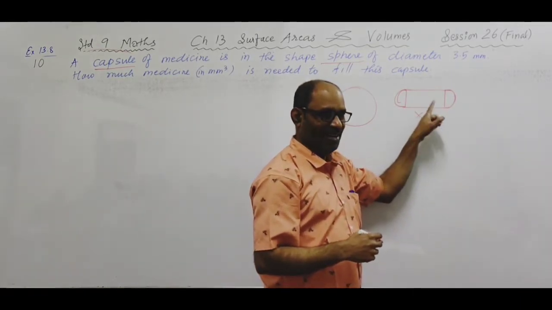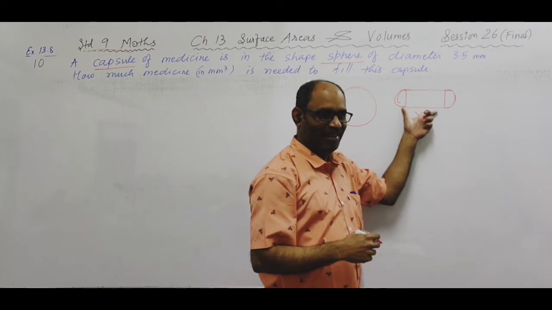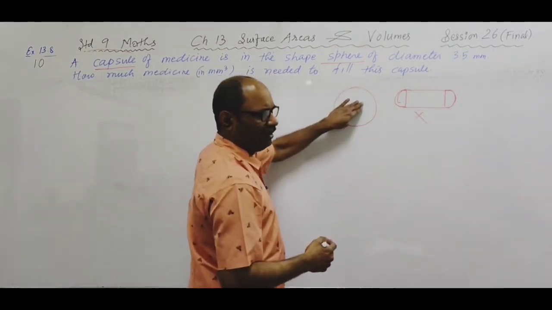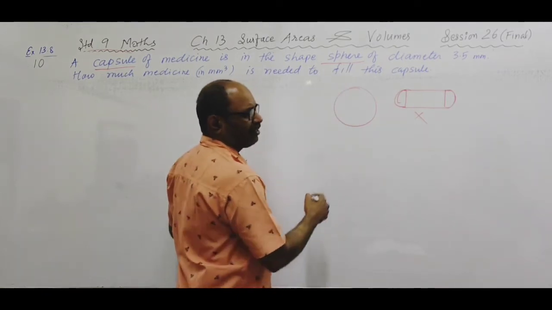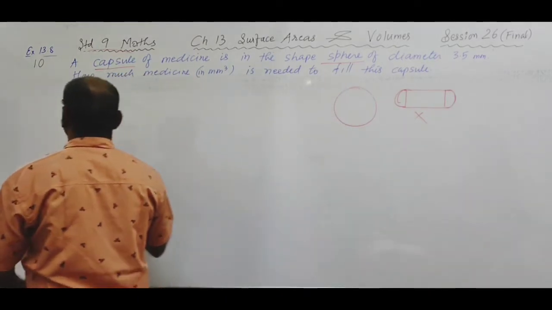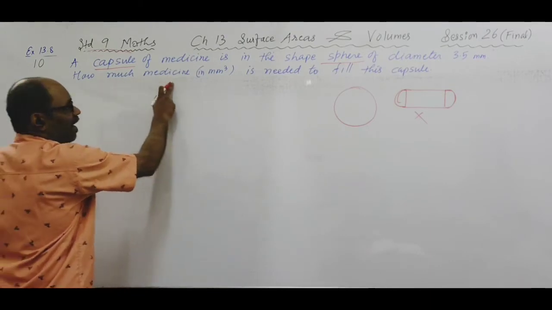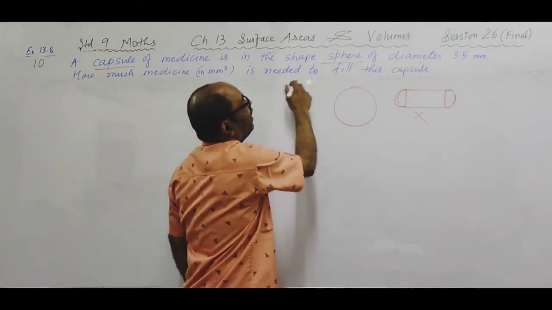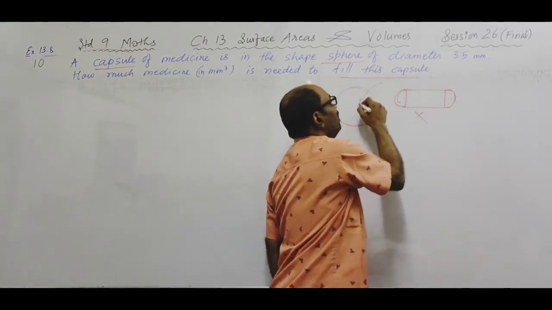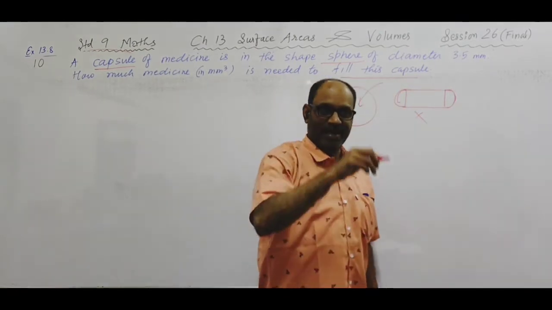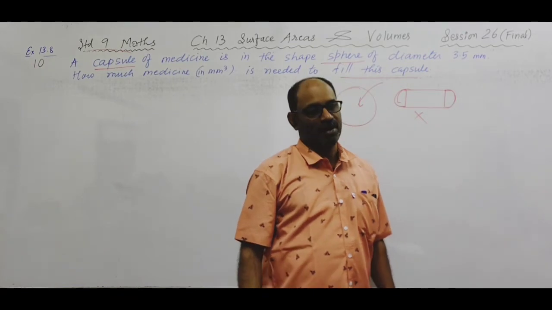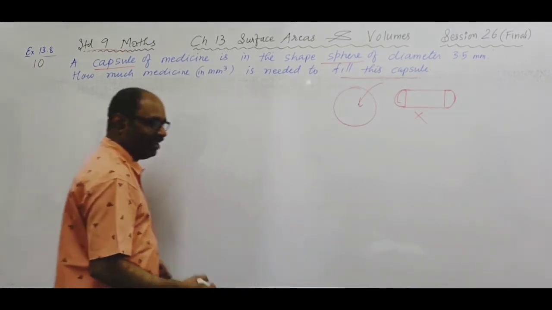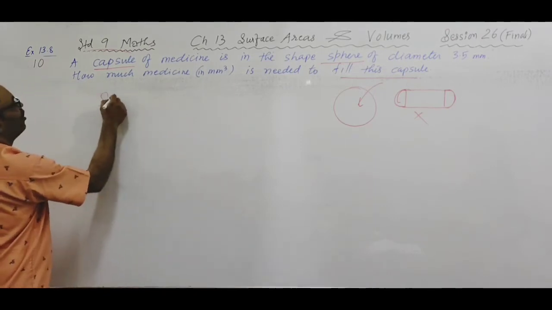You understand? This type of capsule you will learn in 10th standard. Okay? बस. So diameter of this capsule is how much? 3.5. All right. How much medicine in millimeter cube is needed to fill this capsule? इसमें जो मेडिसिन भरनी है वो कितना मिलीमीटर क्यूब चाहिए? जितना भी कैप्सूल का वॉल्यूम है. All right, so simple. Solution.